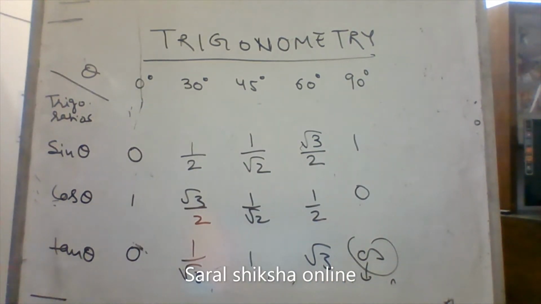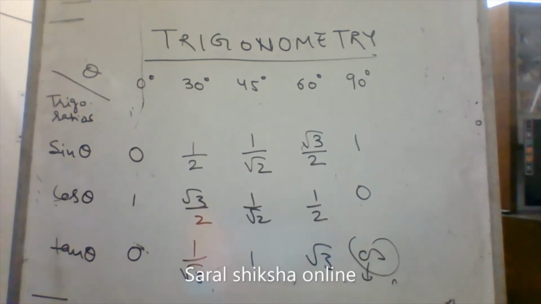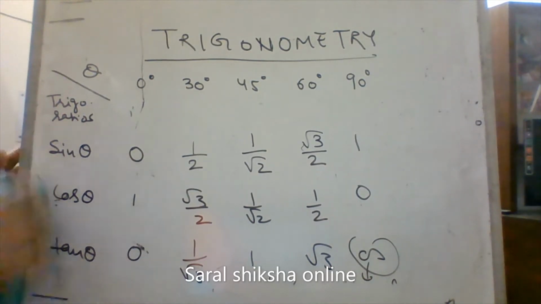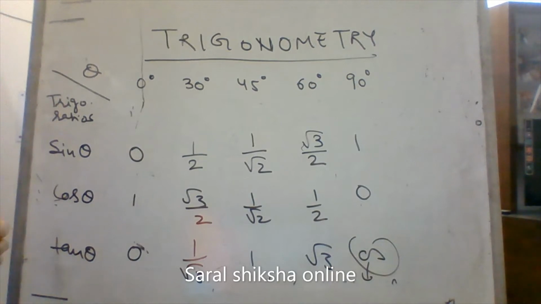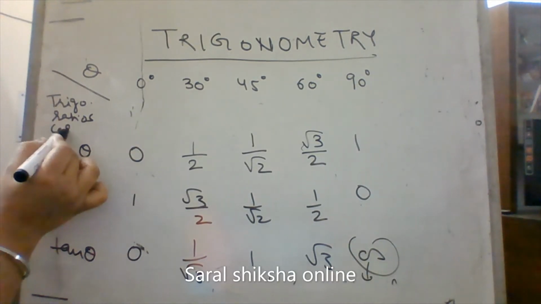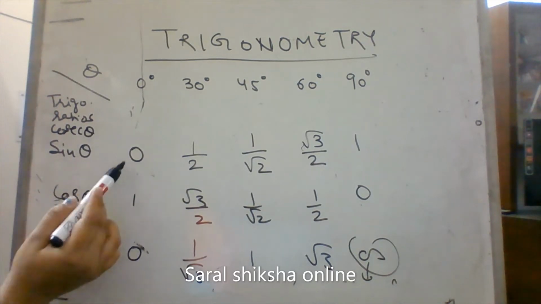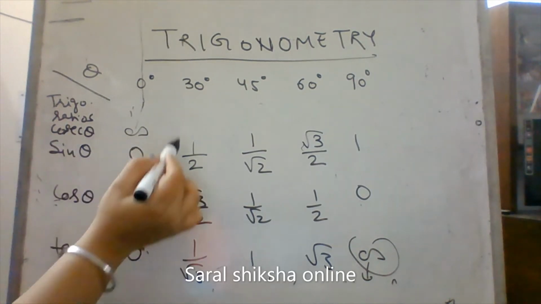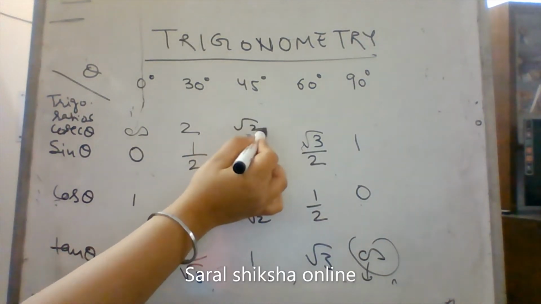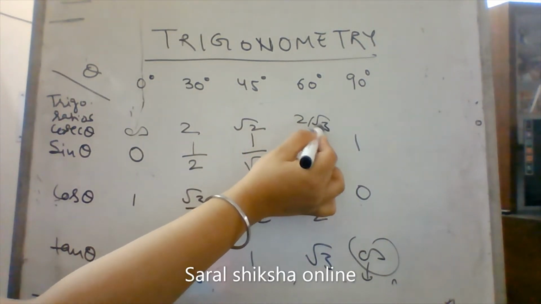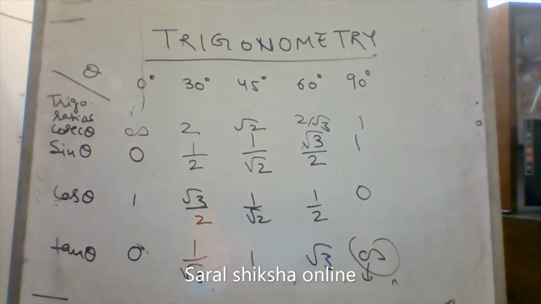Now that you have learned the values for these ratios, sine, cos and tan, it is easy for us to learn the values for cosec, sec and cot. We know that cosec theta is nothing but the reciprocal of sine. So cosec theta will be 1 by 0, which is infinity, then 2, then root 2, then 2 over root 3, and here 1 over 1 will be 1, right?